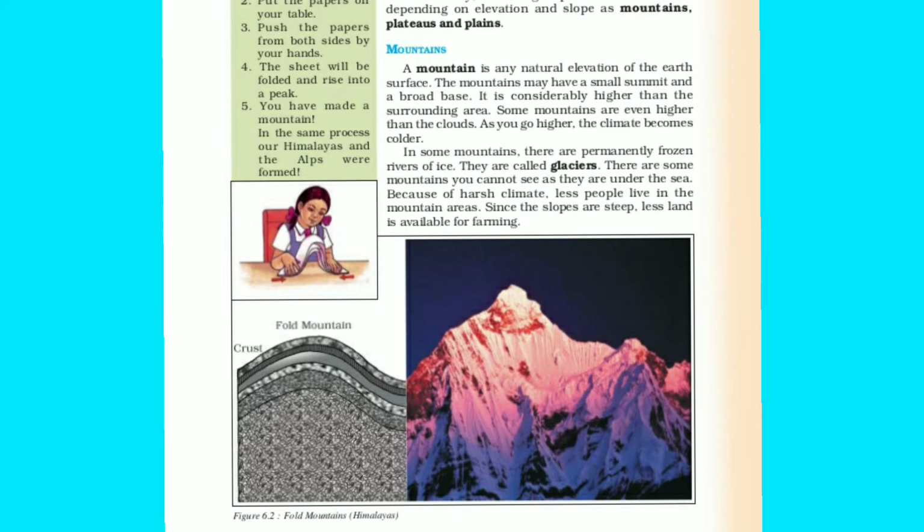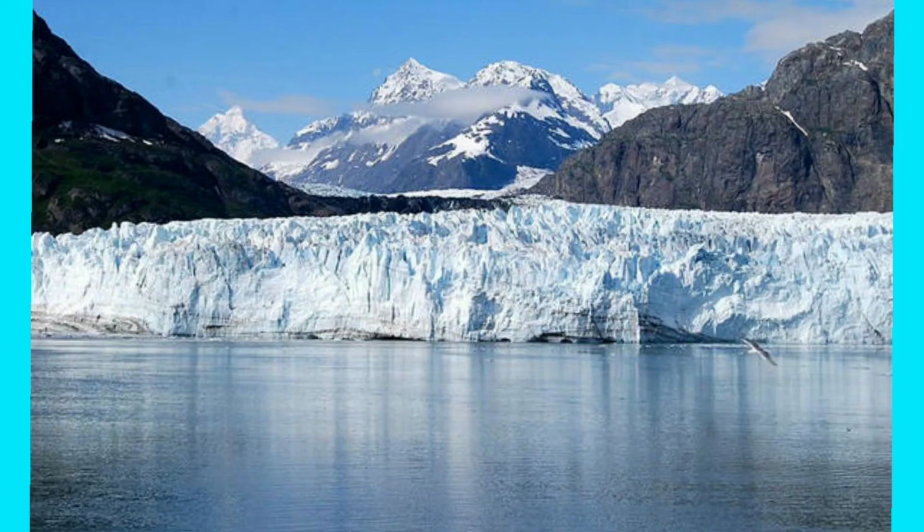As you go higher, the climate becomes cooler. So the temperature of the earth is inversely proportional to the height of any place. The higher we go, the more the temperature drops. In some mountains there are permanently frozen rivers of ice. They are called glaciers. We all know glaciers are moving rivers of ice, and they come down the slopes of the mountains.